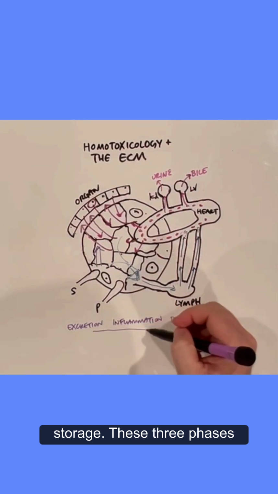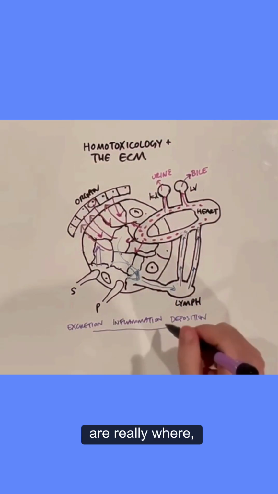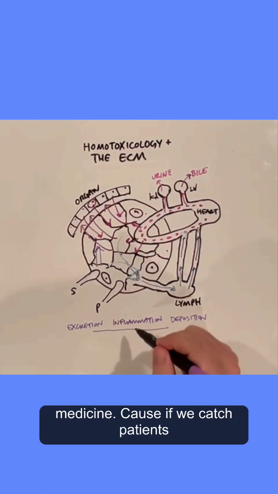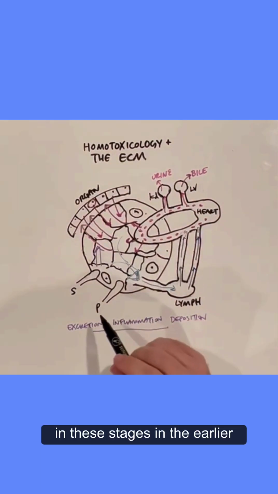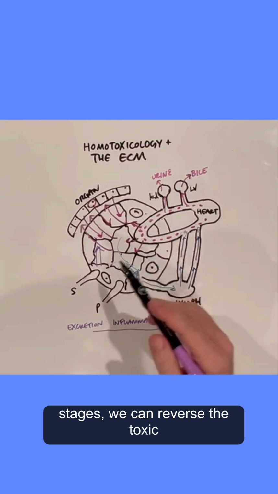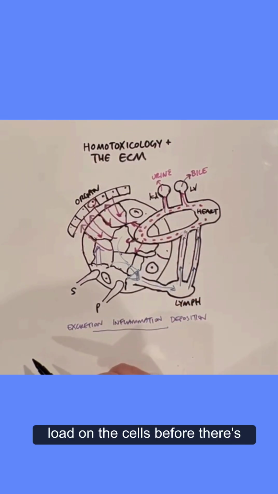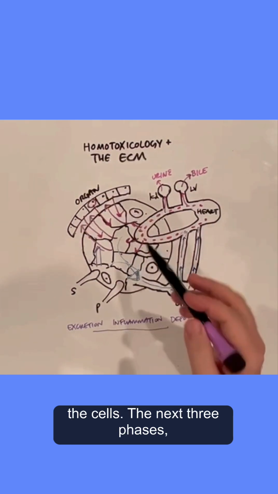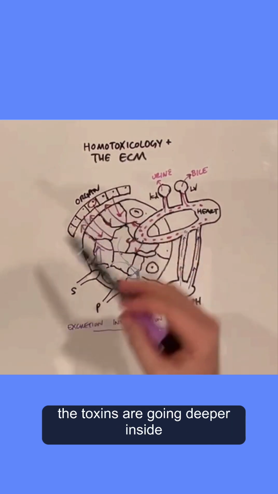These three phases are really where a lot of the magic can happen in terms of natural medicine, because if we catch patients in these earlier stages, we can reverse the toxic load on the cells before there's any more damage or destruction on the cells. The next three phases, the toxins are going deeper inside the cells.